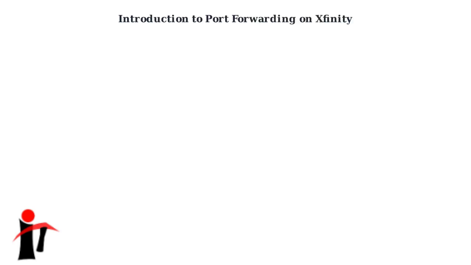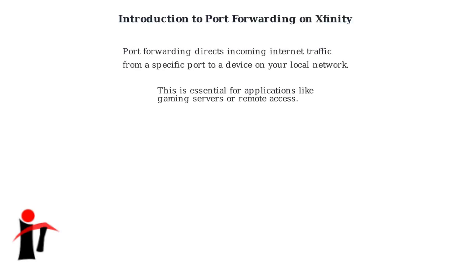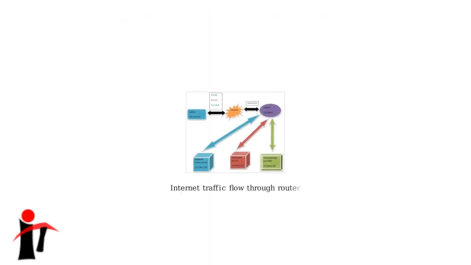Port forwarding directs incoming internet traffic from a specific port to a device on your local network. This is essential for applications like gaming servers or remote access. Here's how port forwarding works. Traffic from the internet flows through your router to specific devices on your local network.